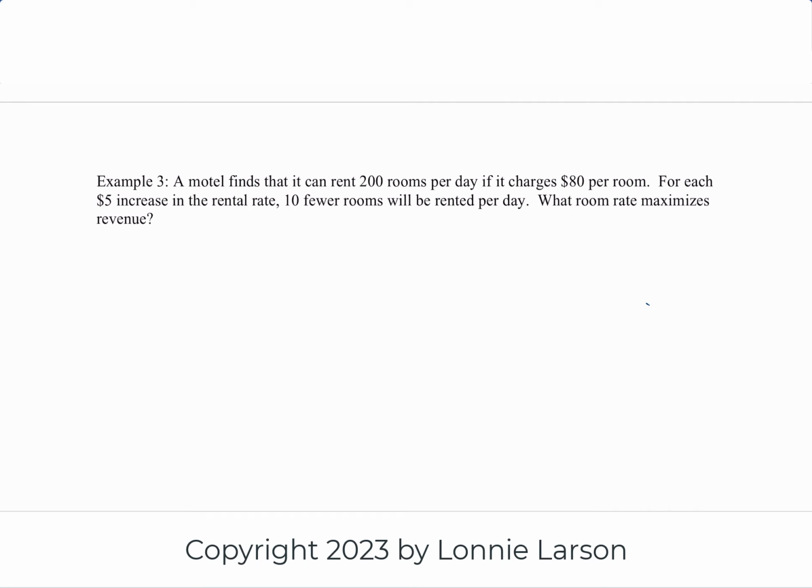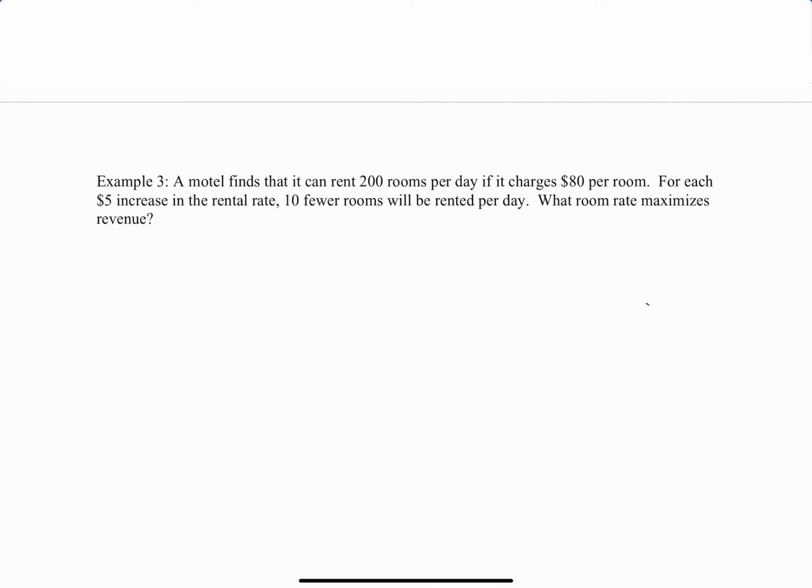A motel finds that it can rent 200 rooms per day if it charges $80 per room. For each $5 increase in the rental rate, 10 fewer rooms will be rented per day. What room rate maximizes revenue?